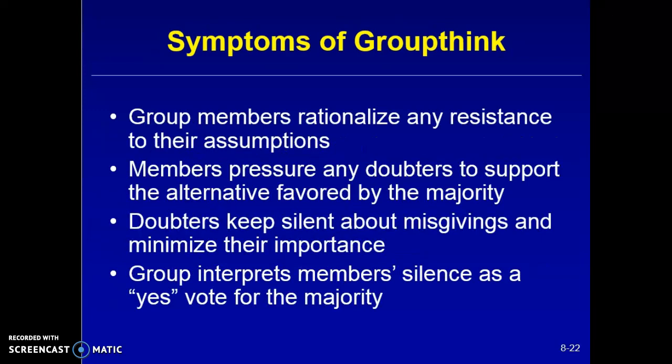And what happens, groupthink, it occurs when group members become so enamored in seeking concurrence with the norm that their desire for consensus overrides the realistic appraisal. So what happens is they've been together for a long time and they're very, very successful.